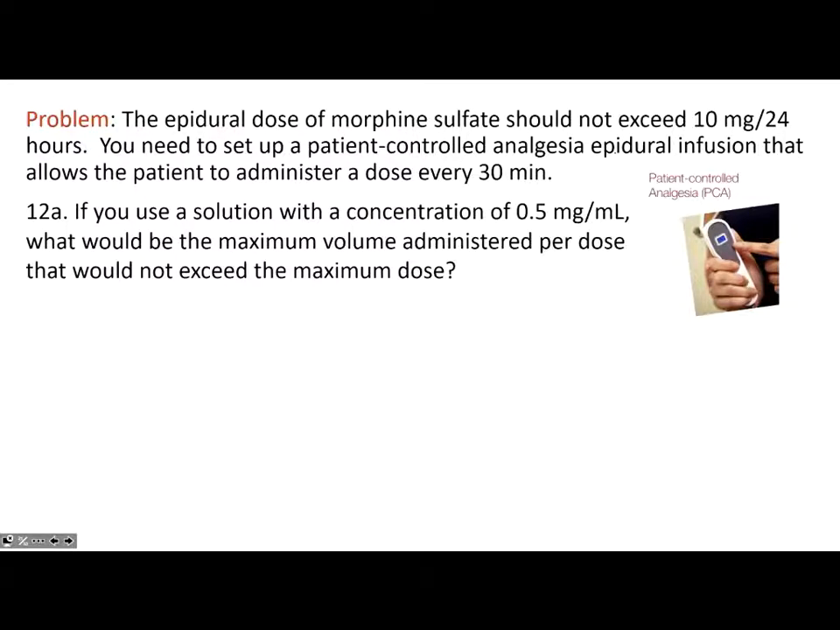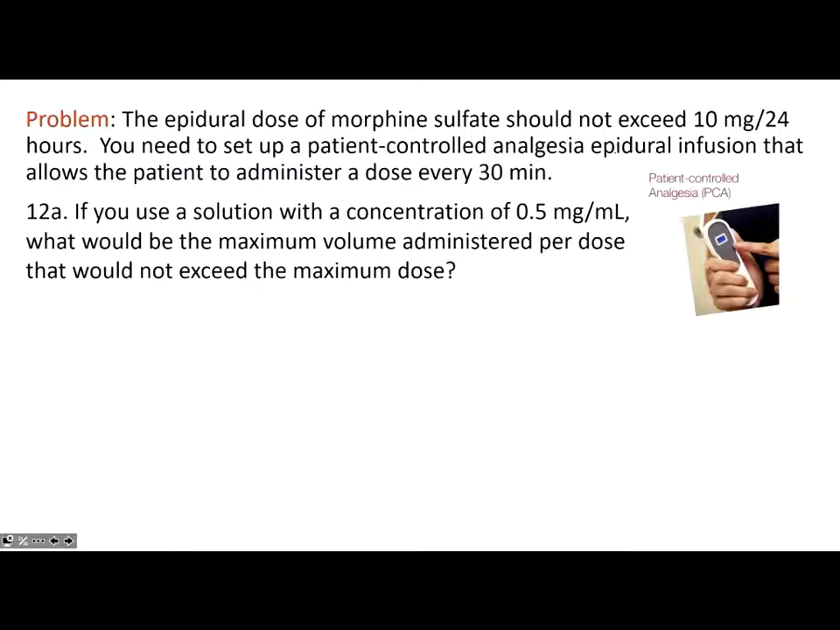It says, an epidural dose of morphine sulfate should not exceed 10 milligrams per 24 hours. Total daily dose, 10 milligrams. You need to set up a patient controlled or a PCA infusion such that the patient can hit that button every 30 minutes, okay? If we didn't pull a lockout, what would they do with that button? Boom, boom, boom, boom, boom, boom. Okay, they just feel the love, right? So no, you can hit it all you want, but it's only going to administer a dose. How often? Every 30 minutes. So they'll only get a dose every 30 minutes.